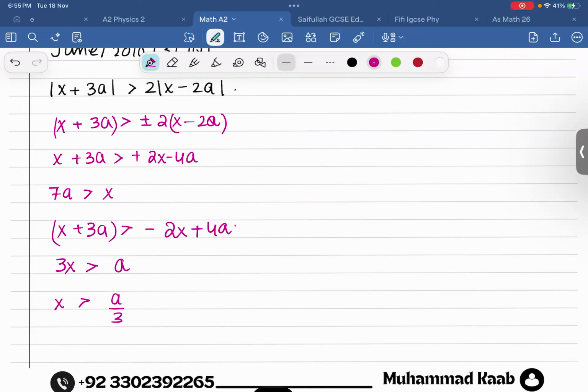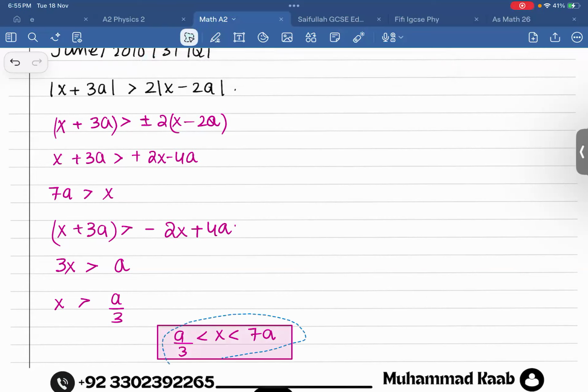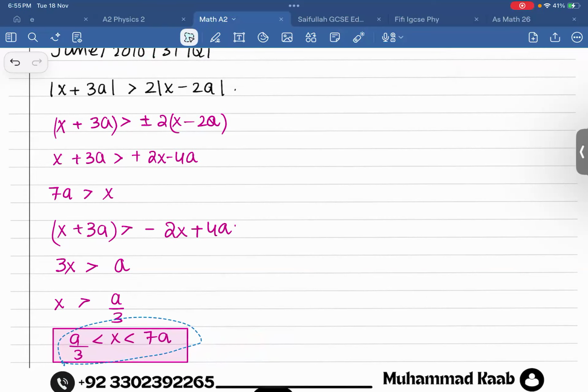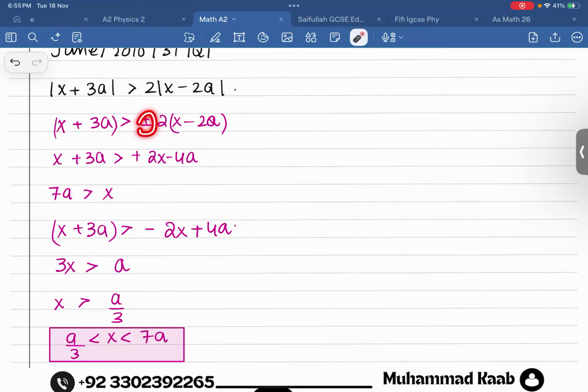So over here, x is less than 7a, and over here, x is greater than a over 3. So your range would be x is less than 7a and greater than a over 3, right? Is it making sense? Yes. Sir, why didn't you add plus or minus to the x plus 3a as well? Because both modulus signs, right? You have to add plus or minus sign on one of the sides, right? Oh, not for both? No, okay.